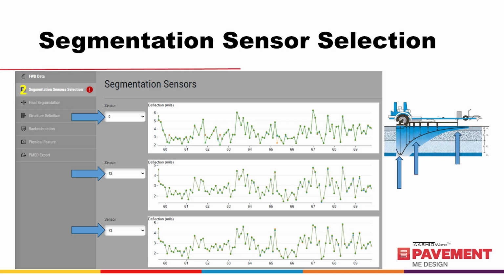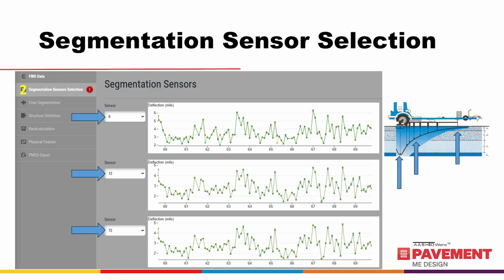The third sensor selected, or segmentation sensor 2, is suggested to be a distance further from the loading plate that is greater than the bound layers. This will provide responses or deflection controlled by the upper bound and unbound layers.